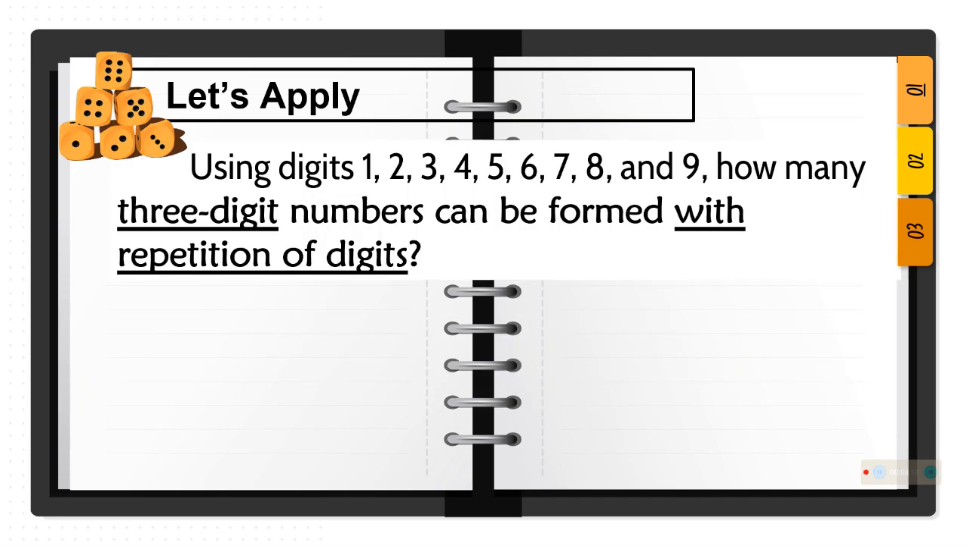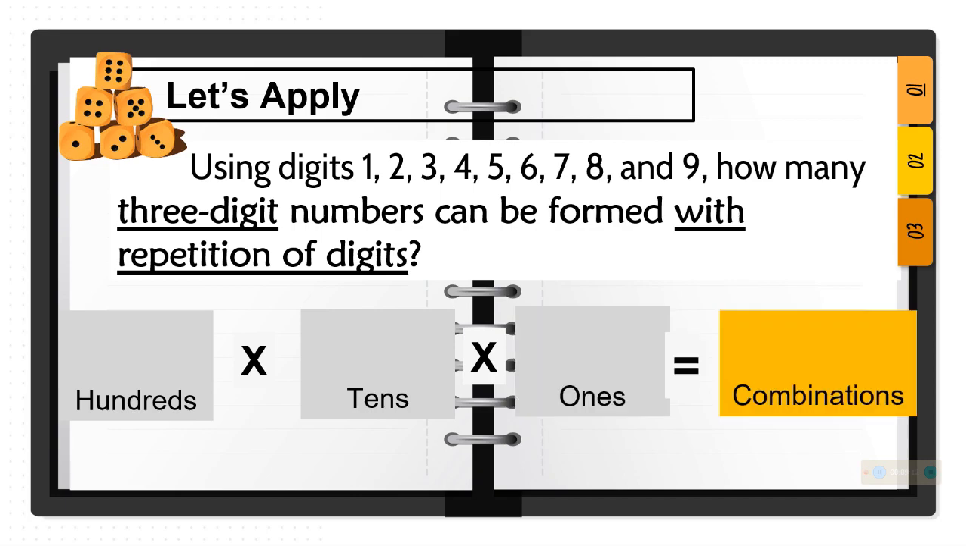Next, this time, using the digits 1, 2, 3, 4, 5, 6, 7, 8, and 9, how many 3-digit numbers can be formed with repetition of digits? So this time, we have the repetition of digits. So still, we have the 3 digits, the hundreds, the tens, and the ones. And then we have 9 for the hundreds. Then since with the repetition, the tens digit will also be 9. And also with the ones digit. And then 9 times 9 times 9 is equal to, correct, 729 3-digit numbers or combinations that can be formed out of these digits, 1 to 9.